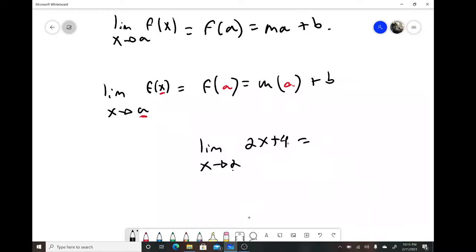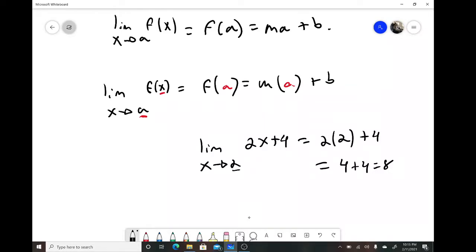That's a y-intercept at 4, slope is 2. So we could simply substitute, as our theorem says, substitute this 2 inside and add 4. So we have 2 times 2 is 4, and 4 plus 4 is 8. So we have that the limit as x goes to 2 of this linear function is 8.